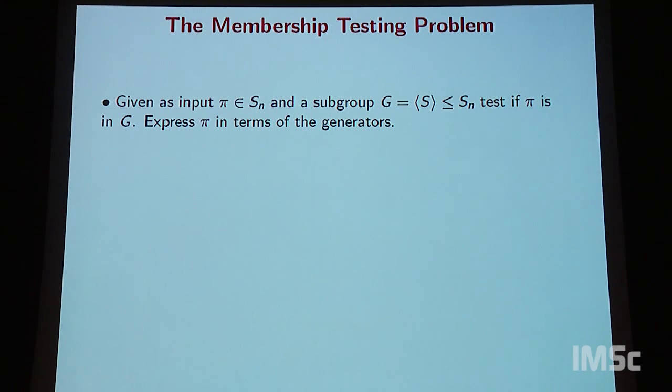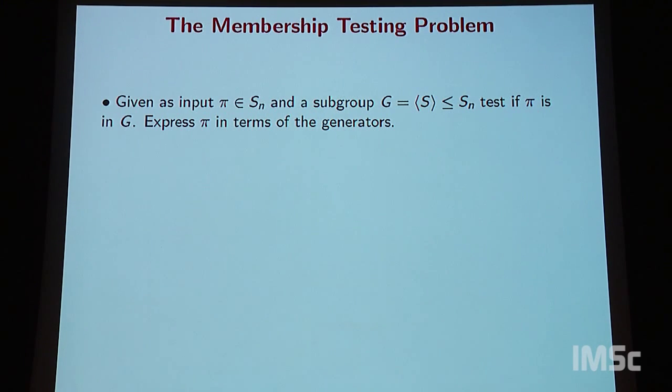So here is a basic algorithmic problem that I want to solve. And this is what I'm going to use later to algorithmize Jordan's theorem on fixed point free elements in permutation groups. So given as input a permutation pi in Sn and a subgroup of Sn given by a bunch of generators, I want to test if pi belongs to G, and if so, I want to express pi in terms of the generators. Is it a reasonable question to ask? I want an efficient algorithm for this.